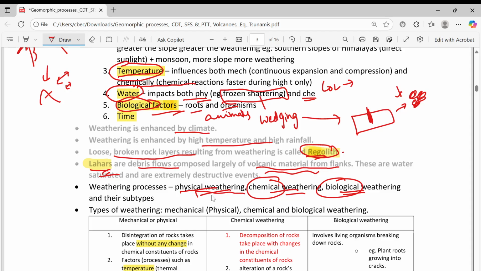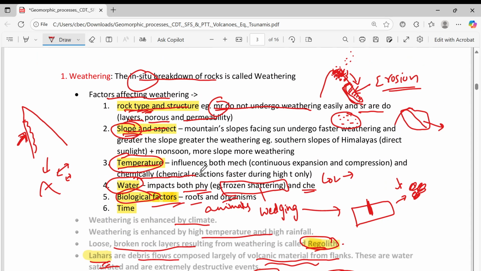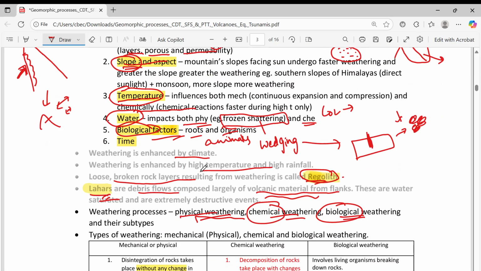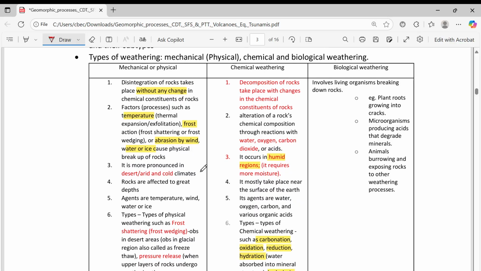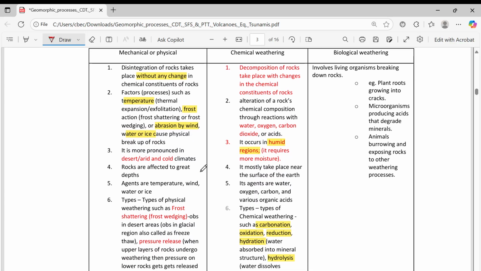Then physical weathering means you simply break the rock. There is no chemical change. You take the rock, you simply break it into as many parts as possible. That is physical weathering. You are not touching the rock chemically, nothing like that. So you have to remember these factors affecting weathering. The second most important thing is types of weathering. What are the types? Physical, chemical, and biological weathering.